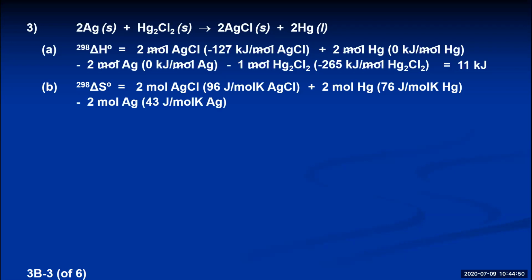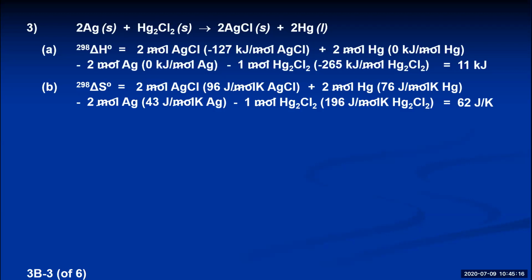Over to the reactant side, minus 2 moles of silver multiplied by its absolute entropy of 43 joules per mole Kelvin, and then minus 1 mole of mercury 1 chloride multiplied by its absolute entropy, which is 196 joules per mole Kelvin. The moles cancel out, the units come out joules per Kelvin, and I get 62 joules per Kelvin as the entropy change for this reaction under standard conditions at 298.